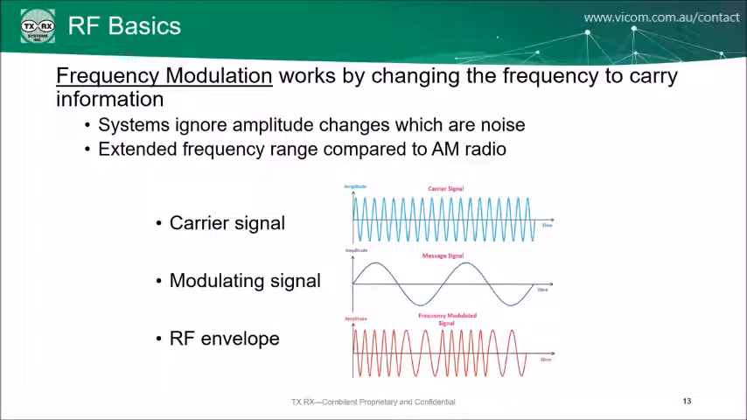The other one that everyone's familiar with is frequency modulation, or FM. This works by changing the frequency to carry the information. We ignore amplitude changes, and we have a better frequency range compared to AM. Now here, you can see that rather than changing the height of the peaks, we're changing the spacing of the peaks. Same idea: carrier signal, message signal, and the compound signal.